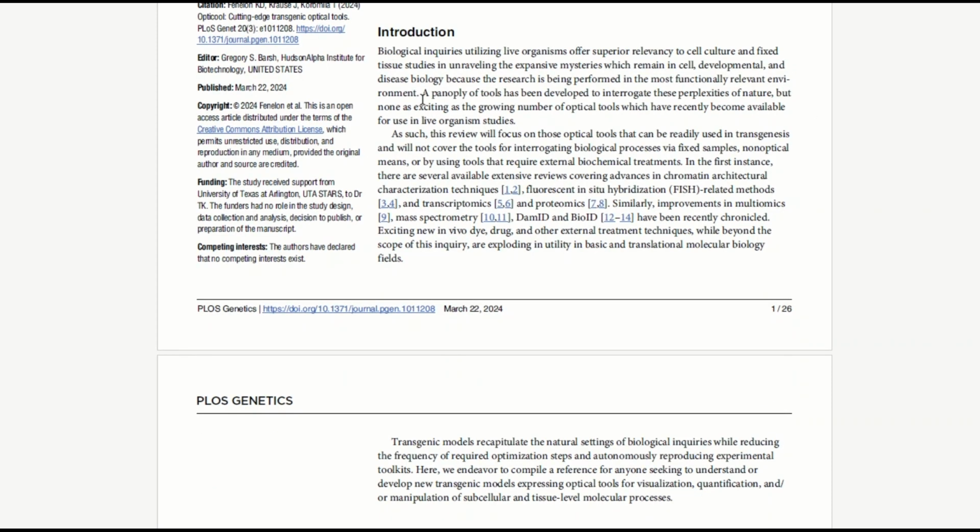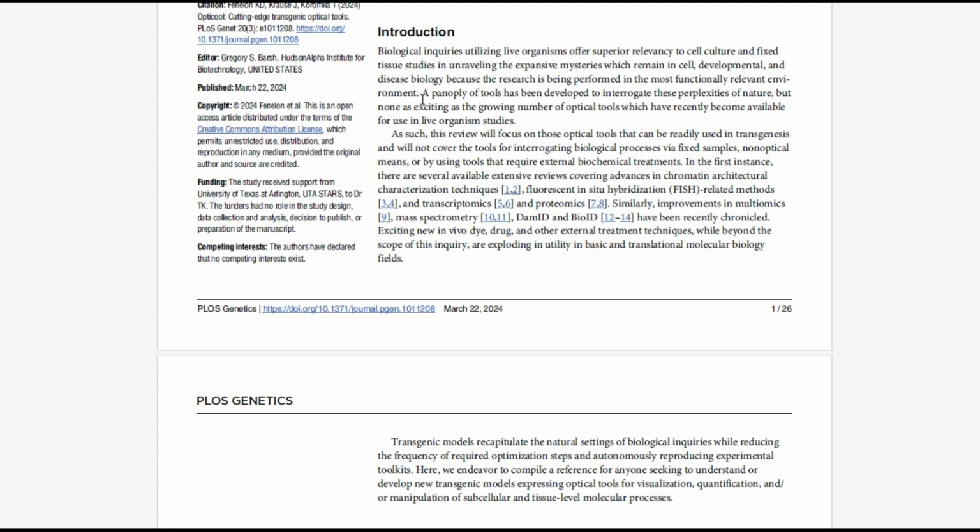Biological inquiries utilizing live organisms offer superior relevancy to cell culture and fixed tissue studies in unraveling the expansive mysteries which remain in cell developmental and disease biology, because the research is performed in the most functionally relevant environment. A panoply of tools has been developed to interrogate these perplexities of nature, but none as exciting as the growing number of optical tools which have recently become available for use in live organism studies.